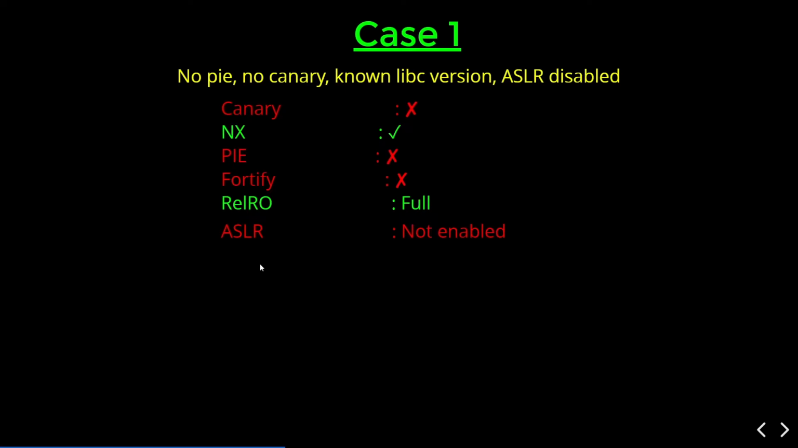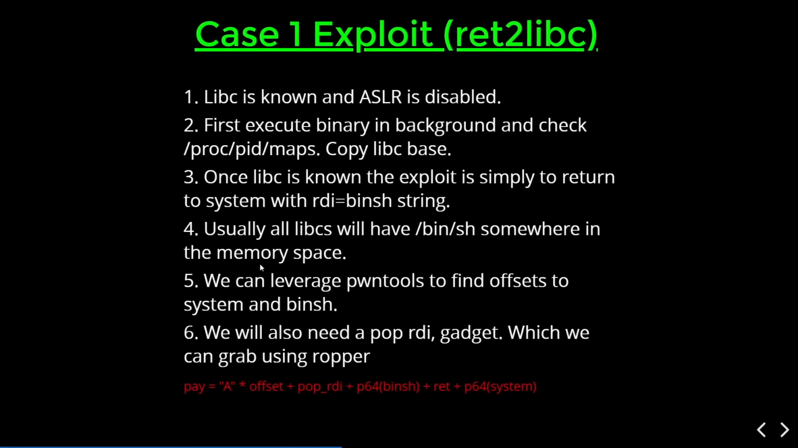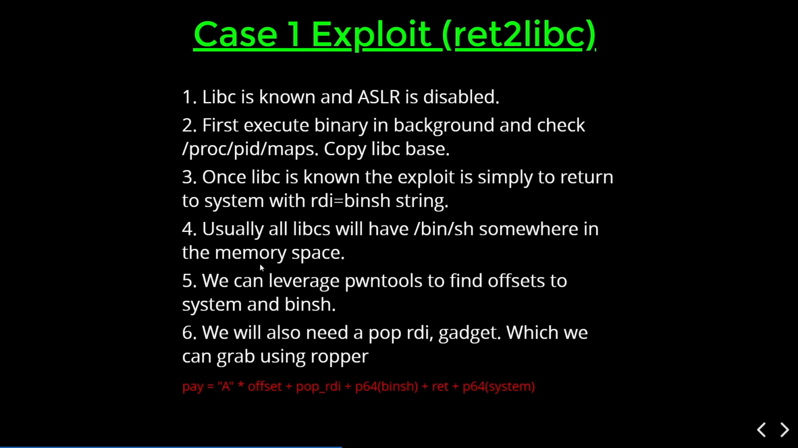So we have just looked at the first scenario. This is popularly known as a ret2libc attack, where you know the libc file, you know the libc version, and ASLR is disabled. So we see that NX and RELRO have no effect on libc. Libc is working. ASLR might make it harder, but here it works with ASLR disabled. So this is how we create an exploit for ret2libc. So libc is known and ASLR is disabled. That's the assumptions.